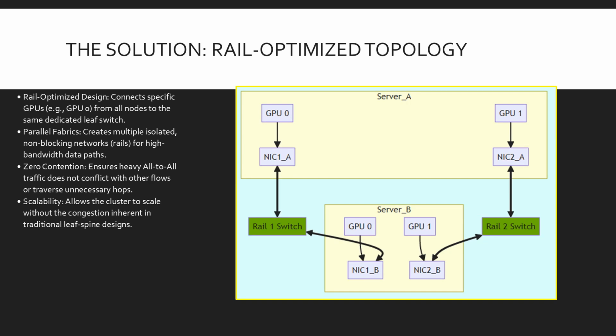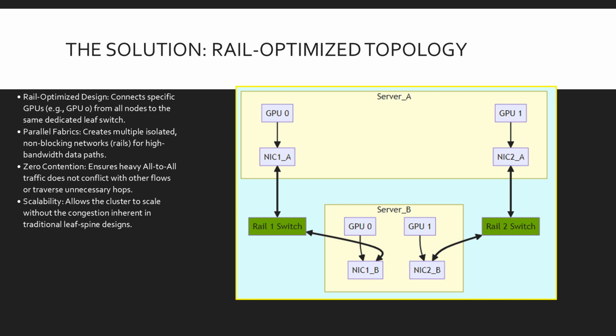To eliminate oversubscription, we use a design called rail-optimized topology. Instead of a generic mesh, we build dedicated parallel networks, or rails, for each GPU position. For example, all GPU 0s across the cluster communicate on rail 1 and all GPU 1s on rail 2. This ensures a fully non-blocking 1:1 fabric that maximizes the performance of operations like all-reduce, keeping your AI training running at the speed of light.